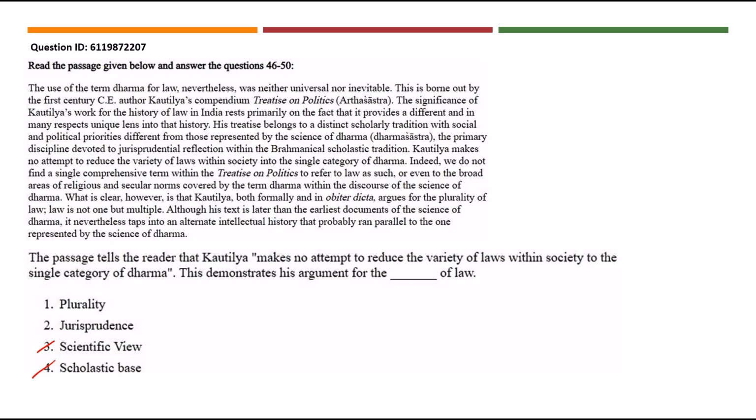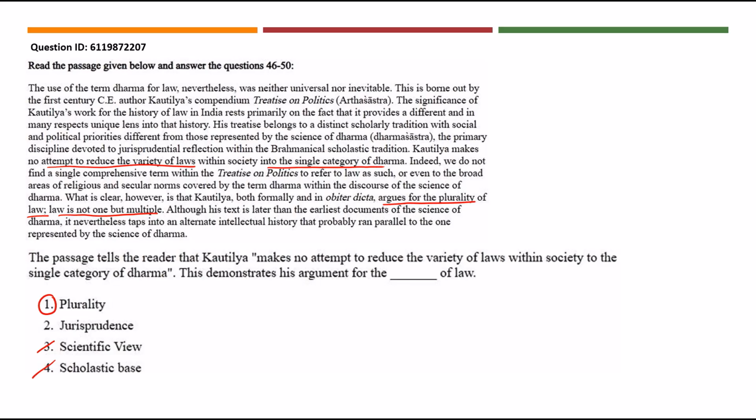Here there is a statement. What is clear is that Kautilya argues for the plurality of law, where law is not one but multiple. This is actually supporting that he is not making any attempt to reduce the varieties of law into the single category of Dharma. This demonstrates his argument for the plurality of law, stating that law is not one but multiple. So definitely option number 1 will be the answer for this question based on the passage.